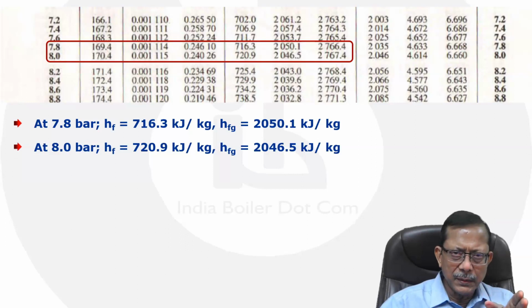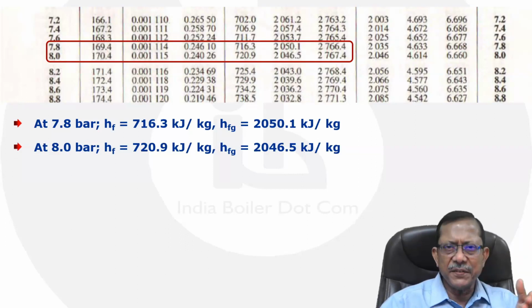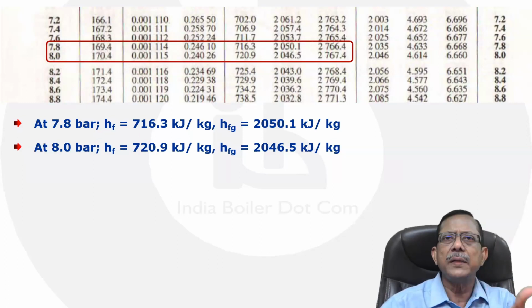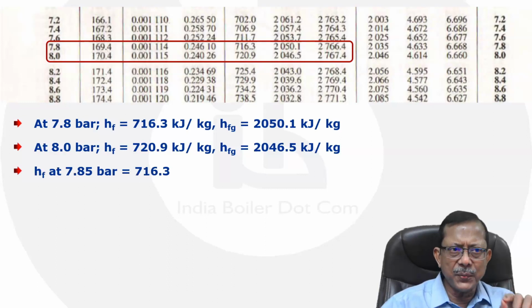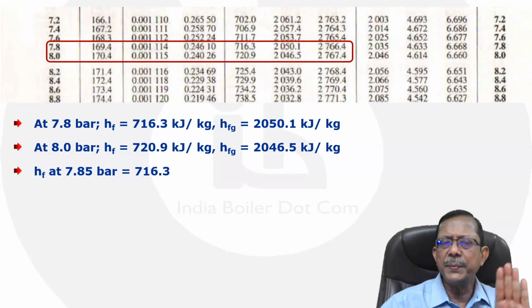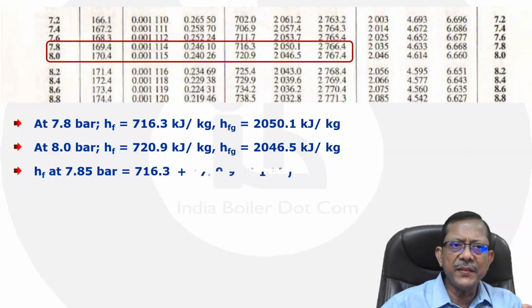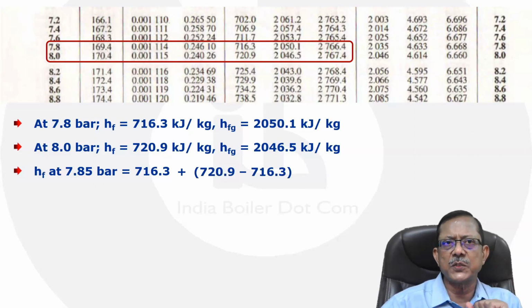We can see that when we are talking about HF, the pressure increases from 7.8 to 8, the enthalpy increases. So 7.85 will be more than 7.8, right? The specific enthalpy of saturated water will be more. So what we write? We write specific enthalpy of water, that is HF, at 7.85 is equal to 716.3. This is the enthalpy at 7.8, but now it will be more, so plus. How much more? From 7.8 to 8, the enthalpy is increasing, 720.9 minus 716.3.